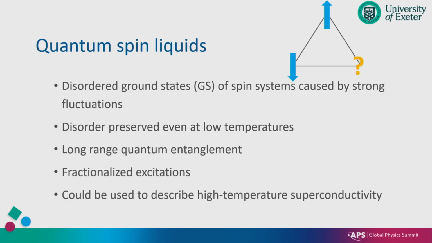So what you have is a degeneracy in the ground state, which causes very strong fluctuations in the disordered ground states. And the special thing is that this disorder is preserved even at low temperatures. This is in contrast to things like paramagnets, which go to a ferromagnetic or anti-ferromagnetic phase at low temperatures. So you have very interesting properties in terms of physics. For example, it can potentially be used to describe high temperature superconductivity, and we know it's also very important now in terms of topological quantum computing as well.